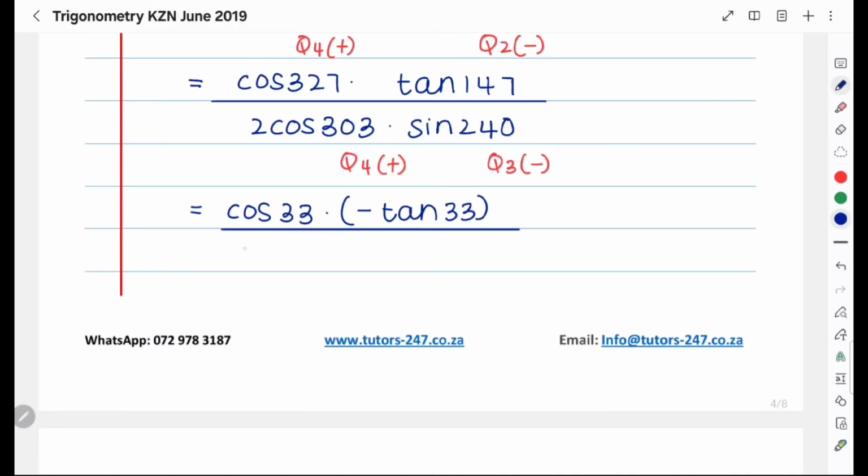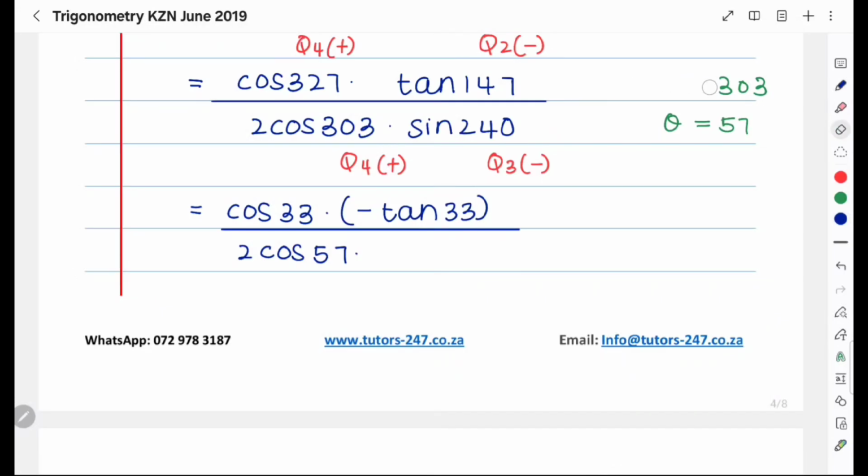Next, let us have a look at the denominator. So we've got cos of 303, that is in the fourth quadrant, so cos is positive. Let us reduce 303, because it's in the fourth quadrant, we'll use the reduction formula 360 minus theta is equal to 303. From here, we solve for theta, and that is 57. So this becomes 2 cos of 57.